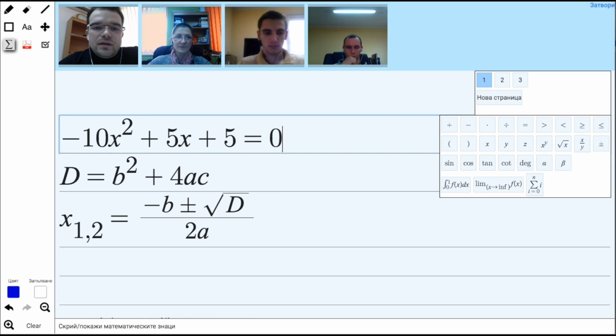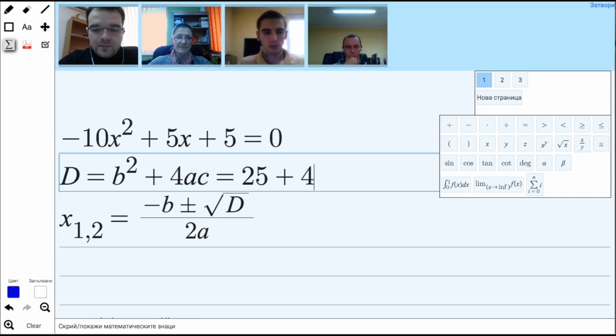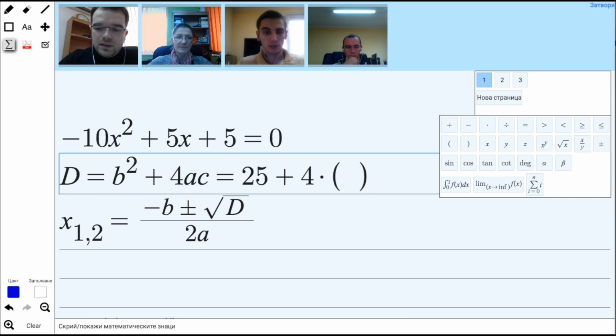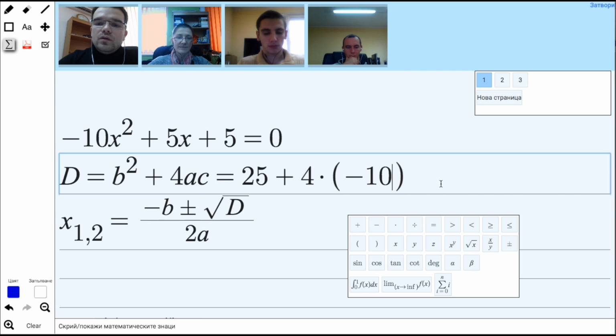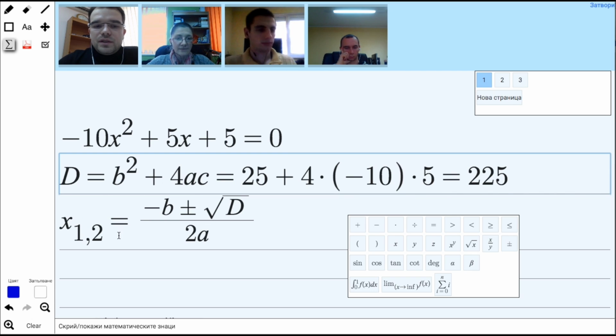For example, in order to find the discriminant in this equation, Richard can directly type on this line in the electronic notebook: b to the power of 2, where b equals 5, the index in front of x, to the power of 1. b to the power of 2 is 25. Then we add 4 times ac, and 4 multiplied by a, which is minus 10, multiplied by c, which is 5, equals 225.